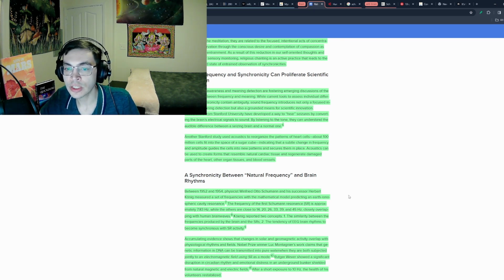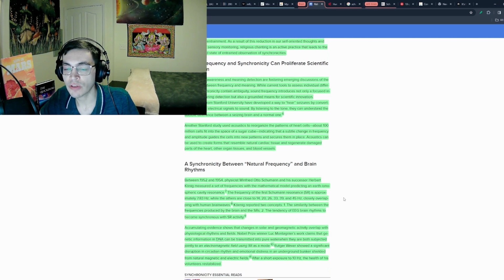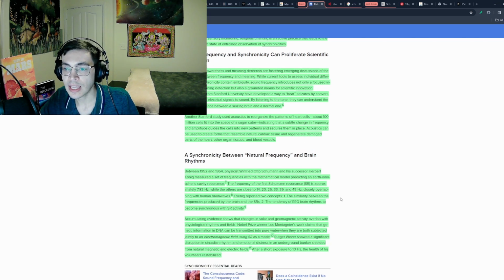About 100 million cells fit into the space of a regular sugar cube, indicating that a subtle change in frequency and amplitude guides the cells into new patterns and secures them in place. Acoustics can be used to create forms that resemble natural cardiac tissue and regenerate damaged parts of the heart and other organ tissues and blood vessels. Whoa.